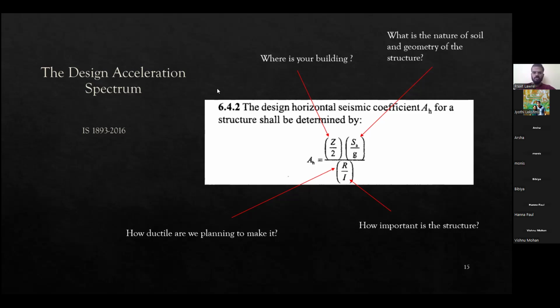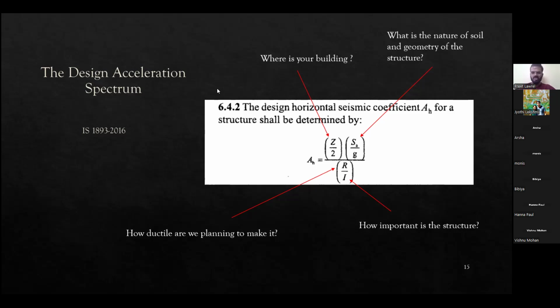And also, what's the function of the building? Does it serve a communal or socially responsible function, or is it just a residence or an office? Based on that you can come to the importance factor. Clubbing all these values together, you get your base shear coefficient, and then you know what force has to be considered for the lateral resistance. So this is all that I intended to talk on the topic.